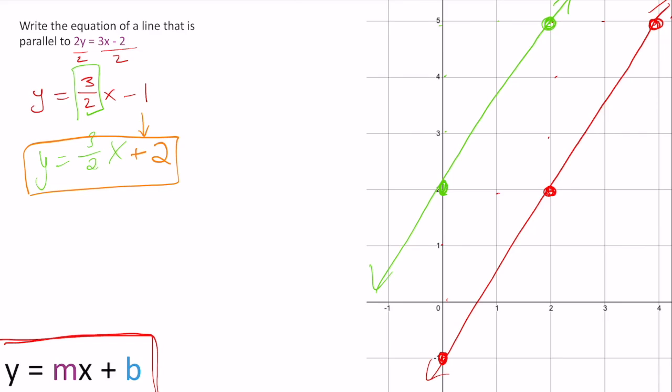So again, the y-intercept can be whatever you want. It doesn't matter. But it has to have the same slope. That's it. 3 over 2, 3 over 2. So those lines will not intersect. They are parallel.